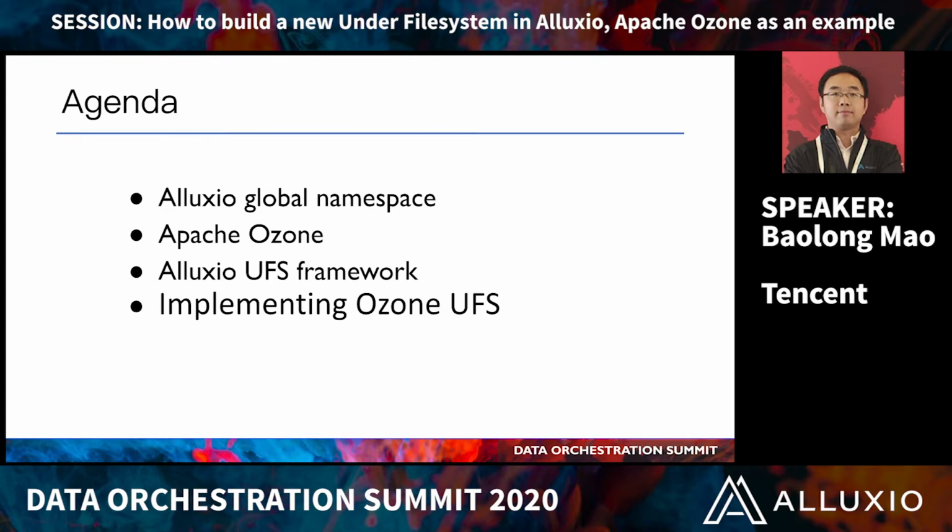This talk will focus on how the unified namespace works in Alluxio with different under-file systems, and how to create a new under-file system to connect to Apache Ozone. Then I will introduce the Alluxio under-file system framework. Finally, I will demonstrate how to use Ozone in Alluxio.